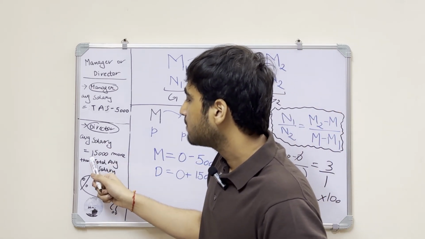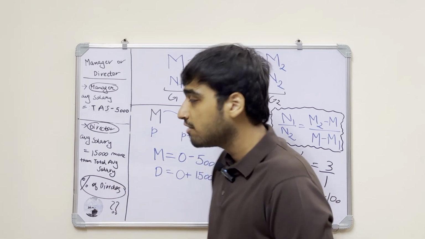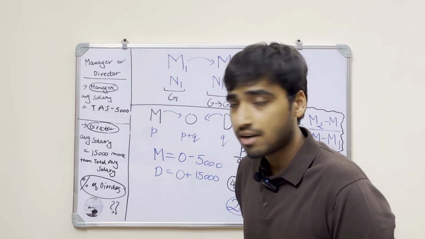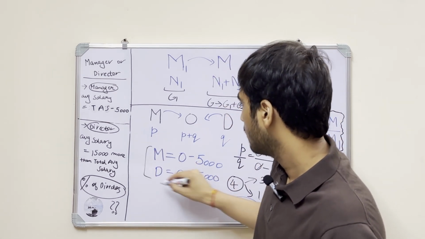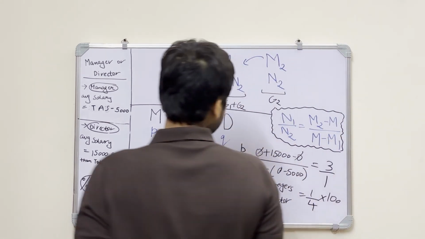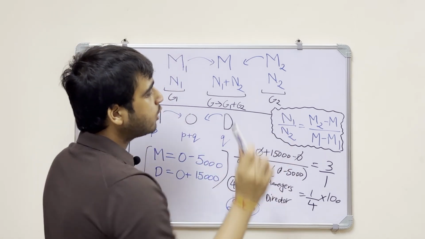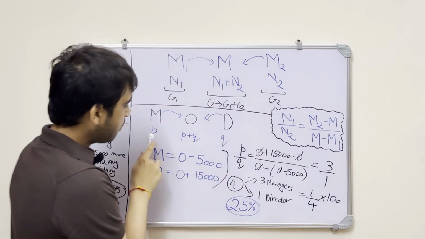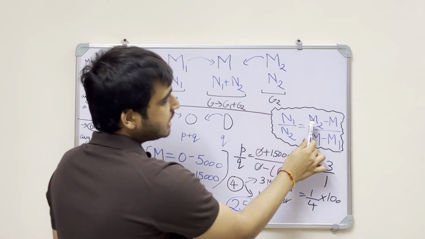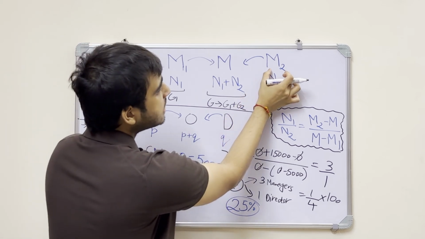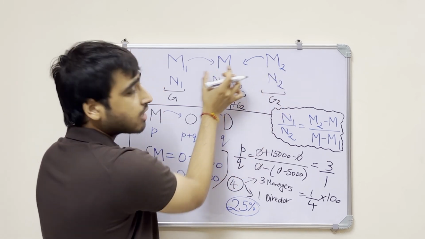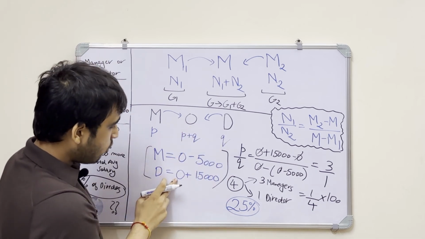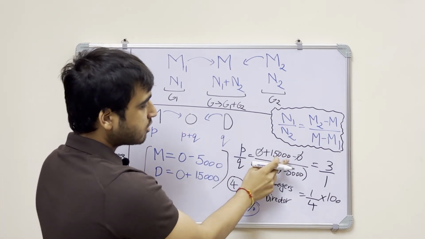The director average salary is 15,000 plus the total average salary. So director average salary D is equals to 15,000 plus the total average salary. So we got these 2 points, right? Now we know from the formula that N1 upon N2, N1 is the number of things in group 1, N2 is the number of things in group 2. So P upon Q is equals to M2 minus M. M2 is the second group, and M is the combined group. So D minus O, right? So D minus O is O plus 15,000 minus O, that means 15,000.